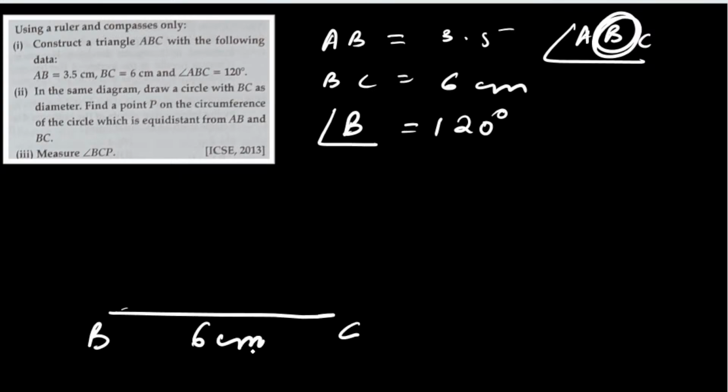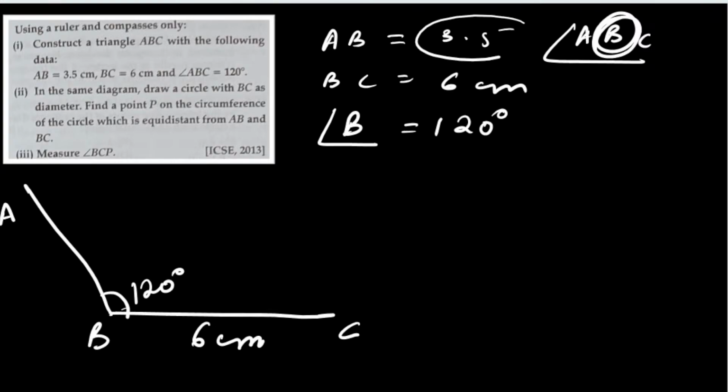BC is 6 centimeter. Then we have to construct at point B an angle of 120 degree. Then here we will get point A. AB's length is 3.5, so at a distance of 3.5, we'll cut one arc on this line and join. So this is the required triangle.